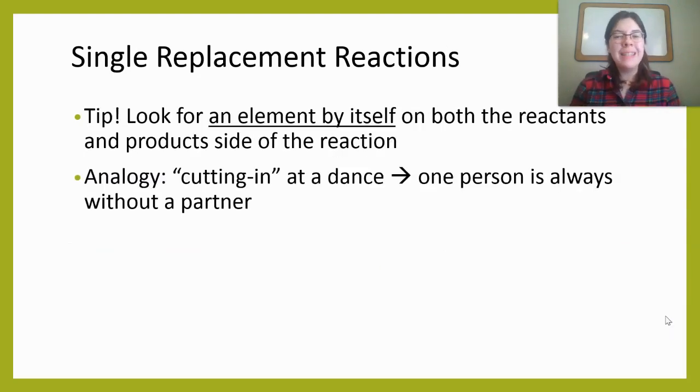One tip for identifying single replacement reactions is to look for a single element by itself, one that is not bonded to anything else, on both the reactant and the product side of the reaction. And make sure it's on both sides. That's how we know it's single replacement. If it's only on one side of the reaction, that's either going to be a synthesis reaction or a decomposition reaction. An analogy for single replacement reactions is when someone cuts in at a dance. You have two people dancing together, and then someone else comes up, they trade places with someone who is dancing, and now there's a new couple that's formed, and someone else is by themselves.